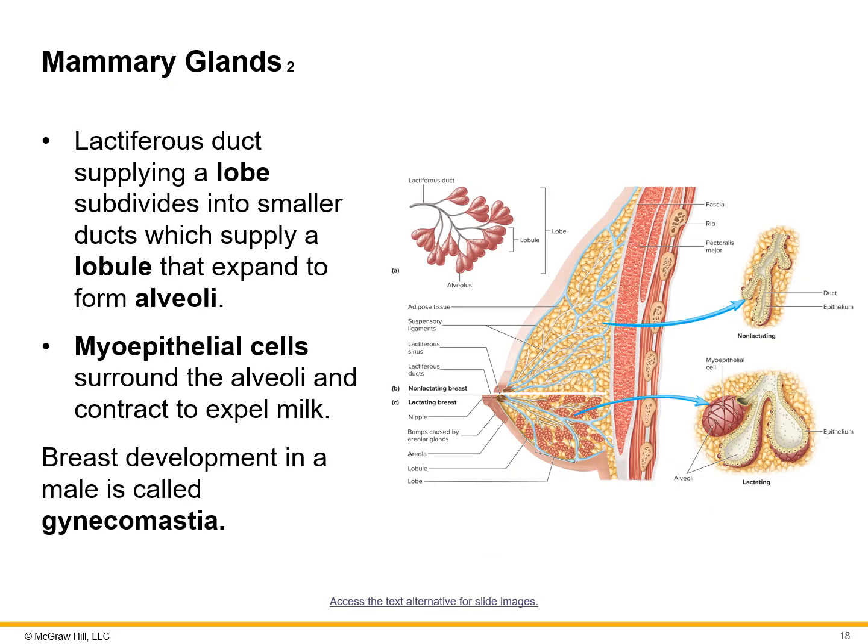And then again, just looking here at those lobes, they get divided into what's called the lobule to form that alveoli. So kind of like what we see with the respiratory system. So those openings here, though, instead of containing air pockets, are going to contain milk. And then the myoepithelial cells surround that alveoli to contract and expel the milk. And then our last term here, gynecomastia, this is where that breast development occurs in males.